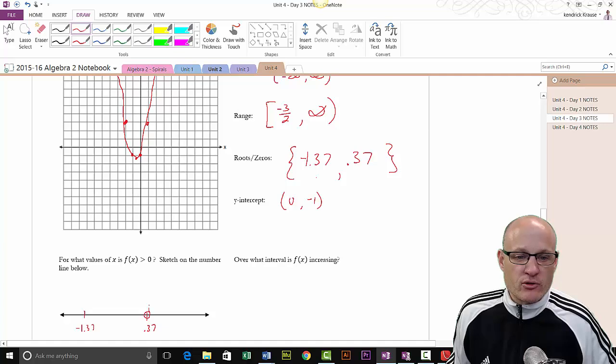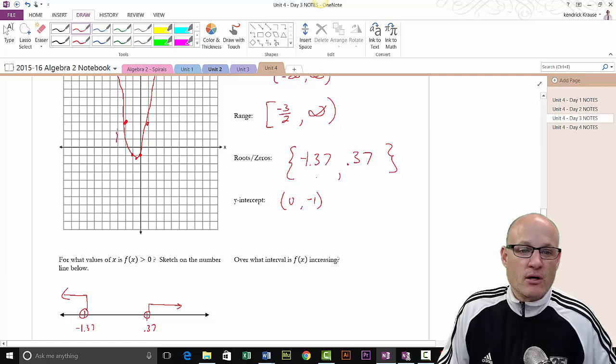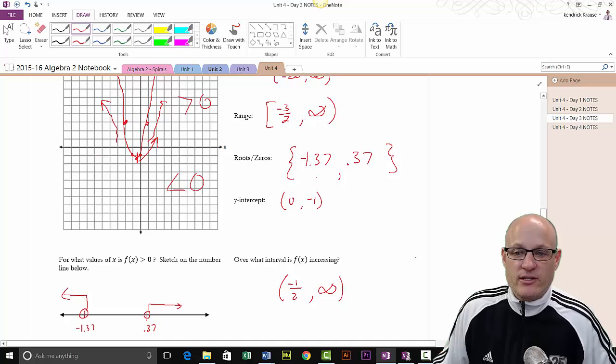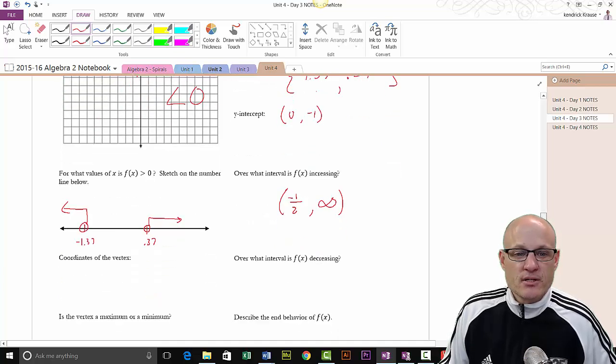And we want greater than 0, not equal to. So we're going to do open circles, and greater than goes to the right and greater than goes to the left, because that's where it is above the x-axis. And above here means greater than 0. Down here is less than 0. Over what interval is it increasing? Well, it starts increasing here at negative 1/2 and forever and ever in that direction. So from negative 1/2 to positive infinity, it's always increasing.